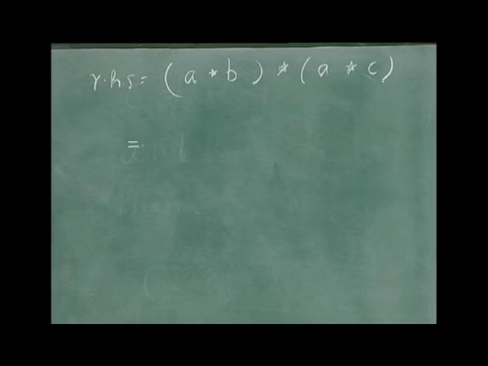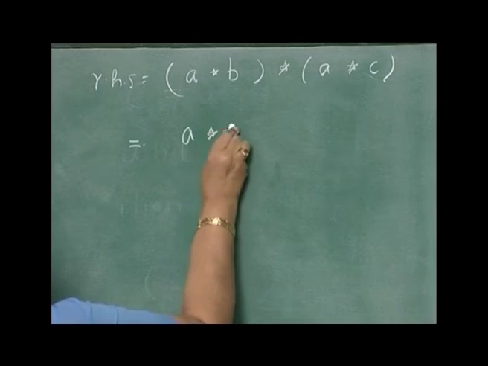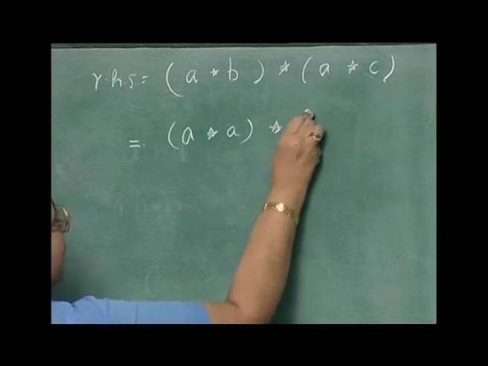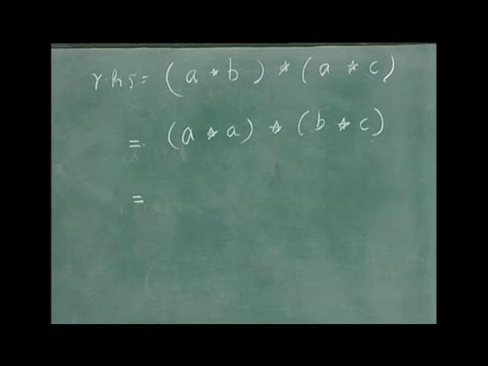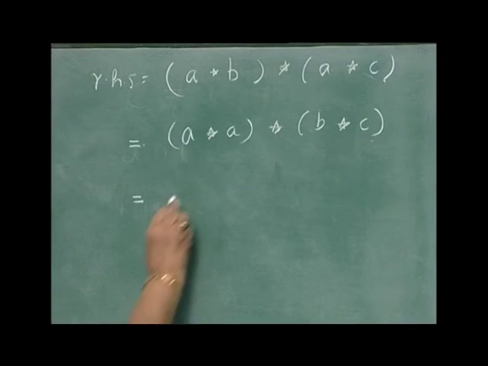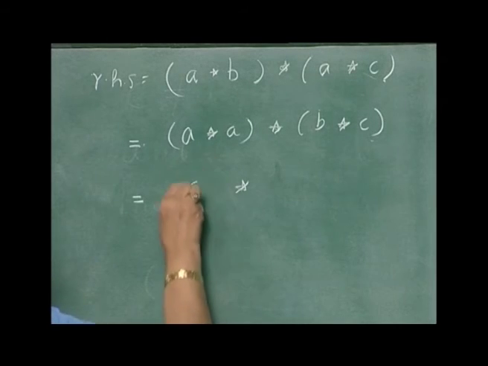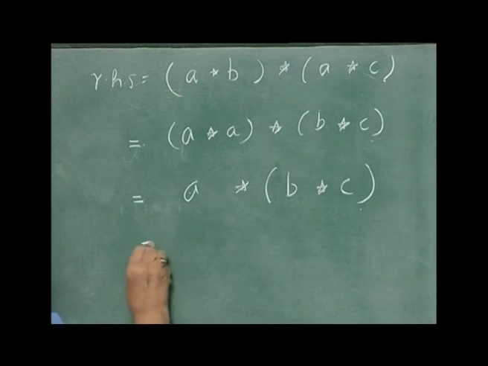Now use this rule. This rule is (a star b) star (c star d) is equal to (a star c) star (b star d). We use this rule, you will get this is equal to (a star a) star (b star c). But we are also given that a star a is a. So, make use of that, then you will get a is replaced, so this is (a star b) star c, which is the left hand side.